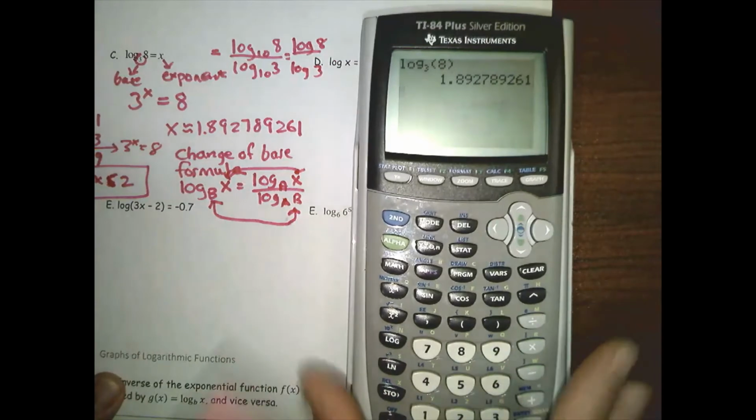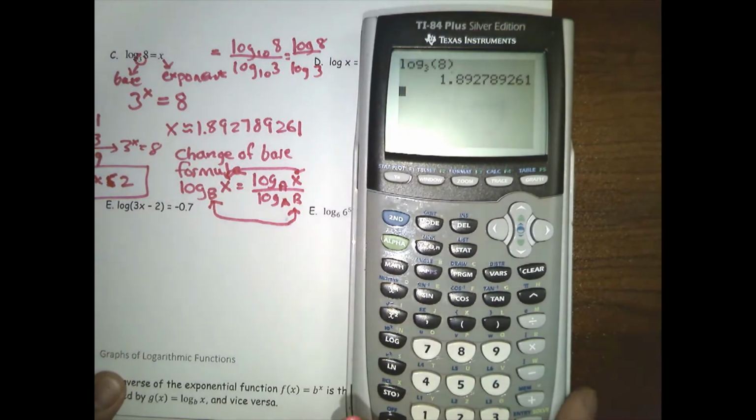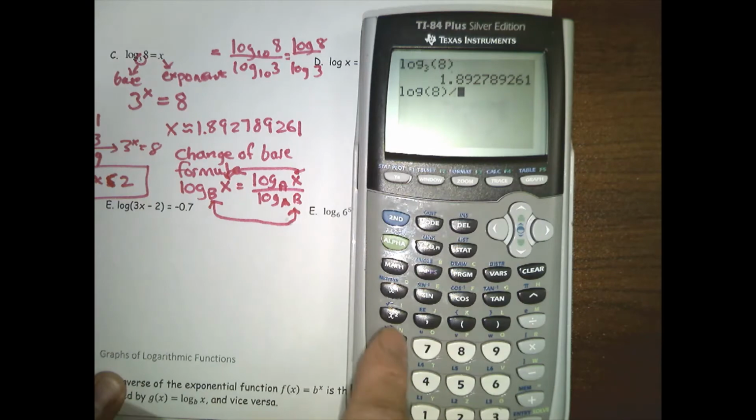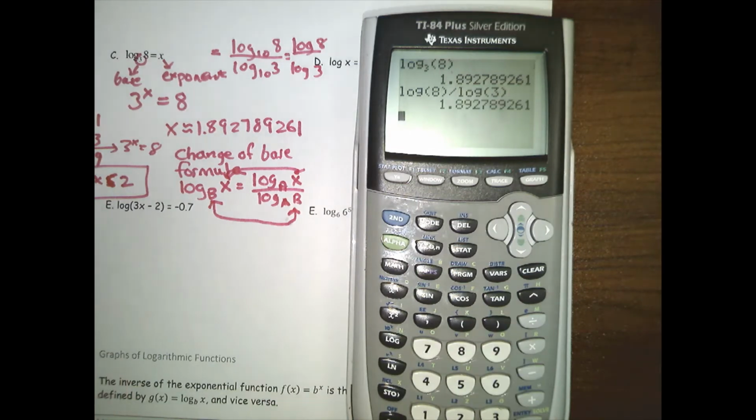And most calculators have a log button that won't necessarily calculate any base except for 10. So if you have log 8 over log 3, you get the same result. All right, so that's how you would do this in a basic scientific calculator rather than maybe a fancier graphing calculator.